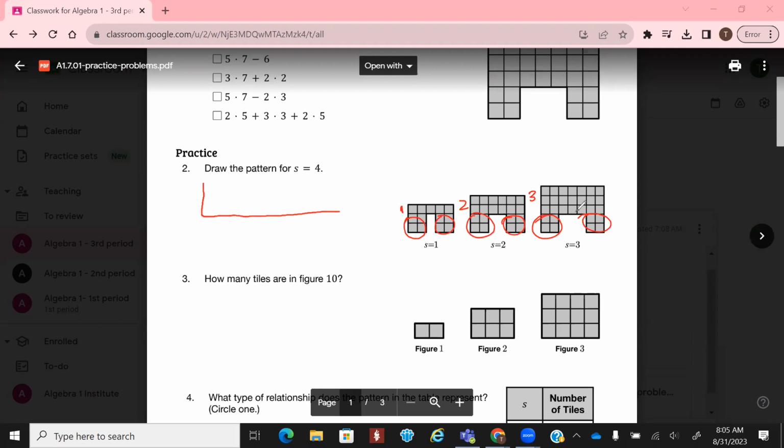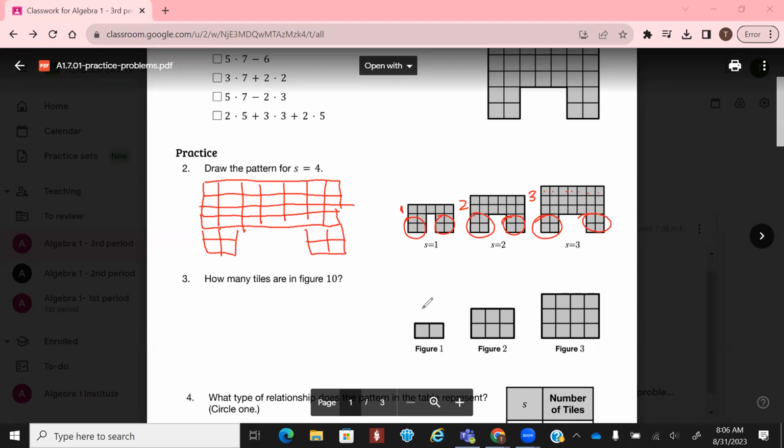4 rows. And how many tiles are sideways? 1, 2, 3, 4, 5, 6, 7. So we have 7 with 4 rows. And then we got that 4 by 4. Look at that awesome box. So good.